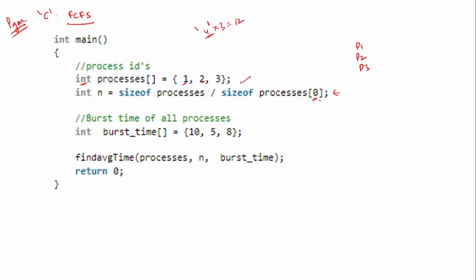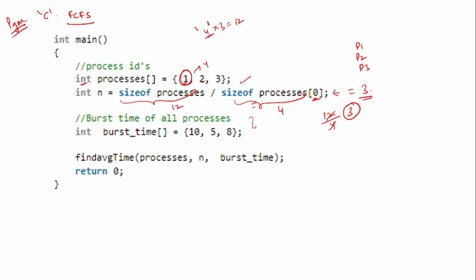Now what is the size of any one integer value here? That is 4 only. So the answer would be sizeof processes, which is 12, divided by this value, that is 4. So 12 by 4 would be 3. So n would be 3. This is one way of calculating the value of n, that is the number of processes. If you want, you can directly take the value of n as input from the user also, that is also one option.